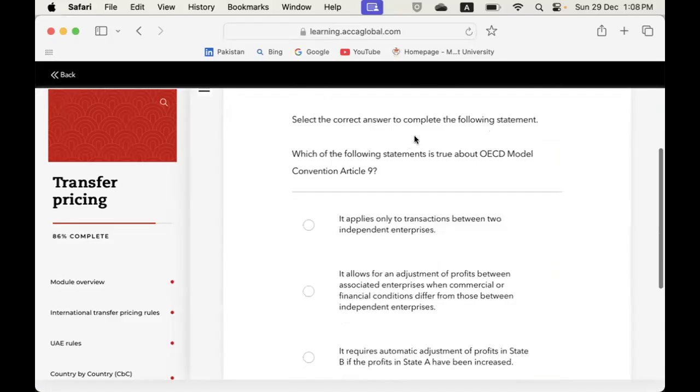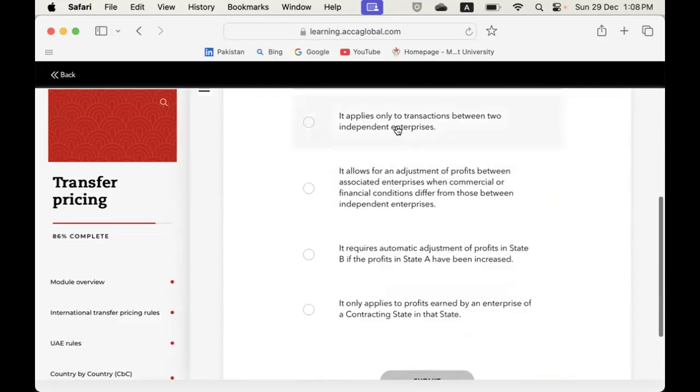Select the correct answers to complete the following statement. Which of the following statement is true about OECD Model Convention? Article 9, which is true? Okay, let's see. It applies only to transactions between two independent enterprises. No, it applies to associated enterprises. Begin with, this is eliminated. It allows for an adjustment of profits between associated enterprises when commercial or financial conditions differ from those between independent. This seems to be the right answer.